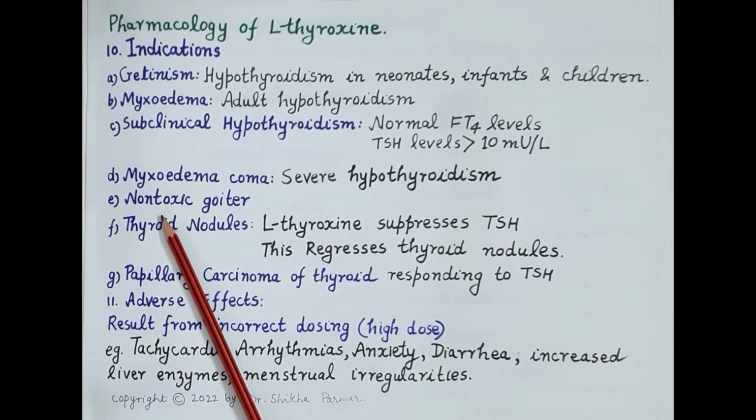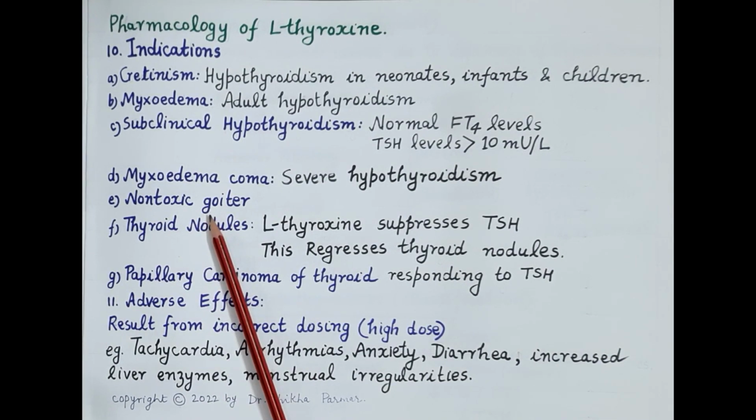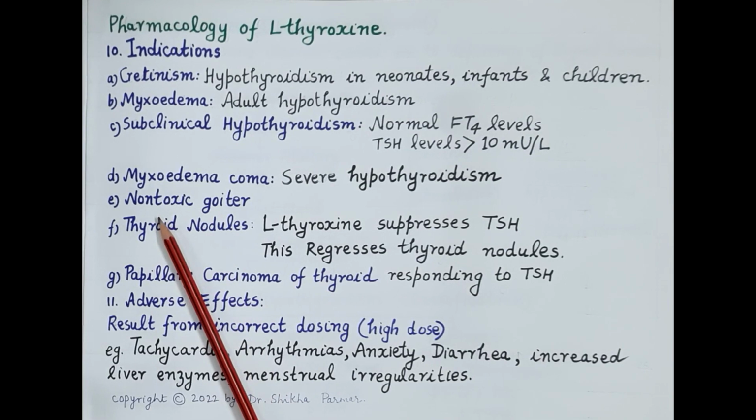Another very important indication is the non-toxic goiter. Goiter is the enlargement of thyroid gland. This is non-toxic goiter where there is deficiency of T3 and T4, and thus continuous stimulation of thyroid gland by TSH causes enlargement of the thyroid gland, which is termed as goiter. Now, administration of L-thyroxine reduces TSH and this regresses goiter. That means it reduces the size of the thyroid gland.